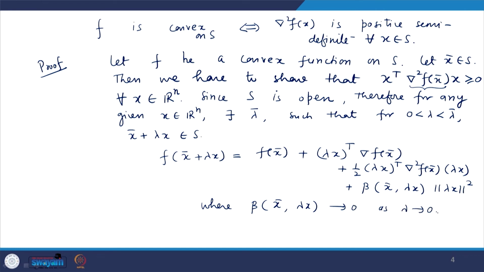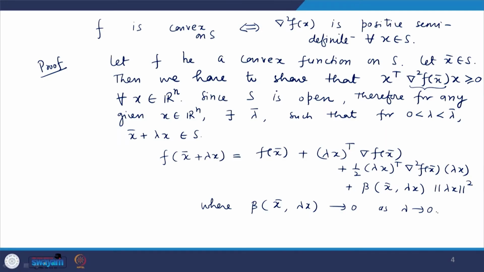So, this is by the definition of twice differentiability of f at x bar. Now, let us try to simplify this expression. Since we have not used the convexity property of the function f, let us try to use it.